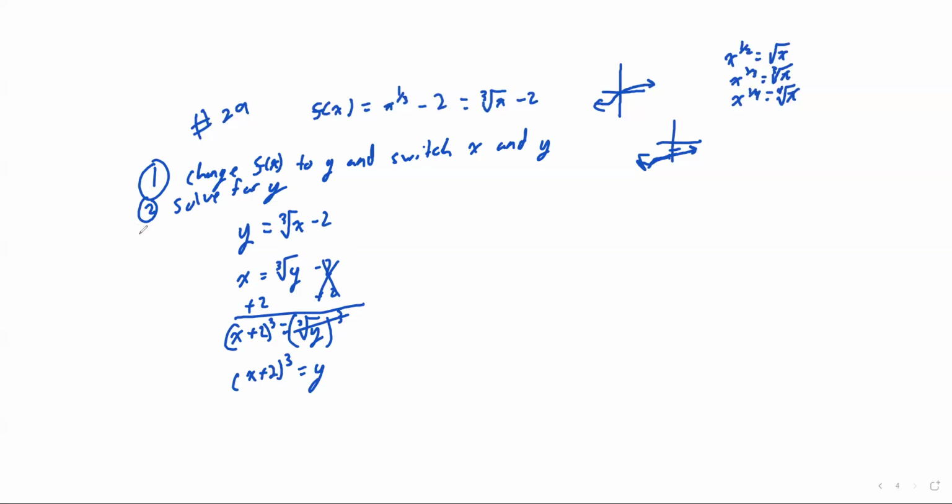And then the third and final step is to change y into f inverse of x. So I'm just going to change this y, and it now becomes f to the -1 of x. I told you earlier that the -1 indicates the inverse. So f inverse of x equals x plus 2 cubed. Now you found an inverse. And you're not asked to find the domain and range. That is pretty much all you're asked to do.